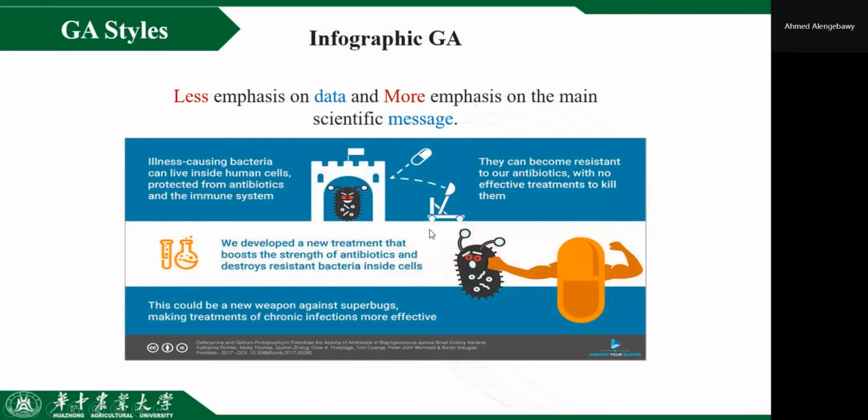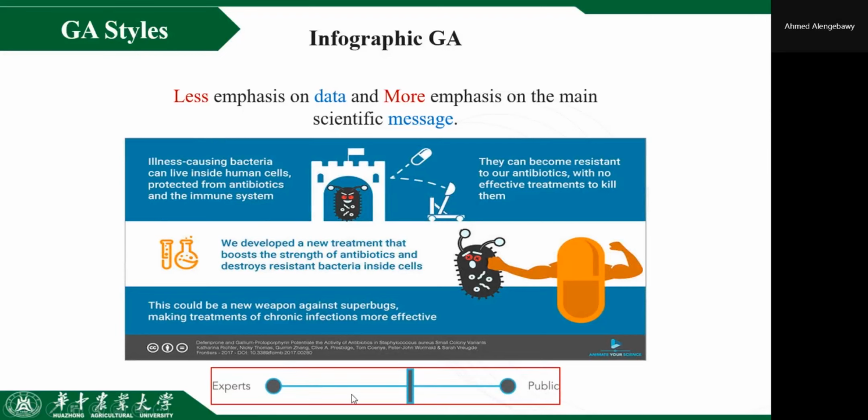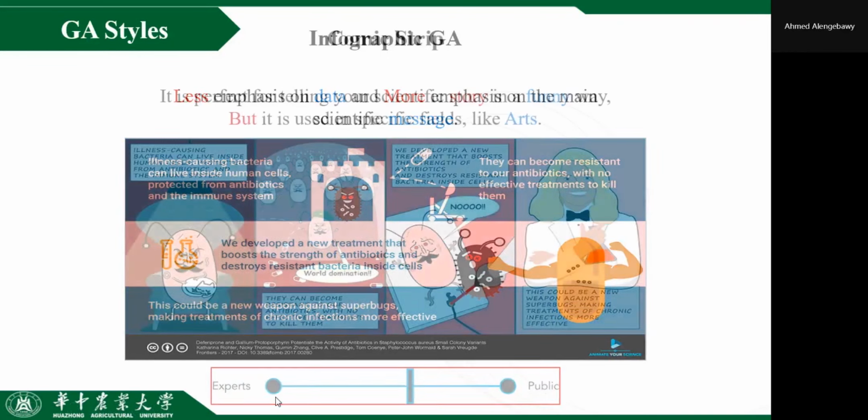The third one is the infographic graphical abstract, and this type of graph has less data and more scientific message. It is like an infograph, just focusing on the main message of your article, and it attracts the public more than experts because it has no more details.